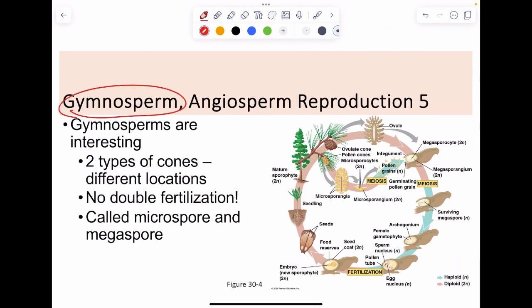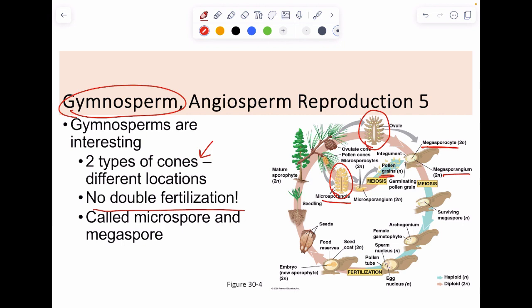Gymnosperms are kind of like angiosperms in terms of their reproduction, except that there's no double fertilization, but they do make two different types of cones. So we're going to have a male cone and a female cone. They're usually in different spots. The male cone is going to create the microsporangia, which will make pollen. The female will contain the megasporocyte or the megasporangium, which will produce eggs.